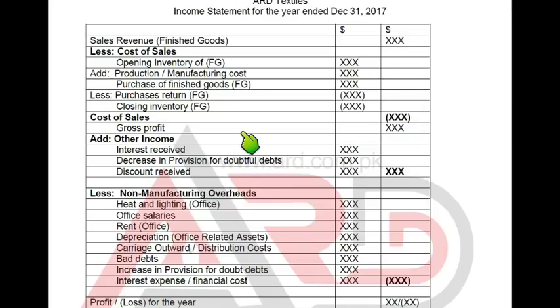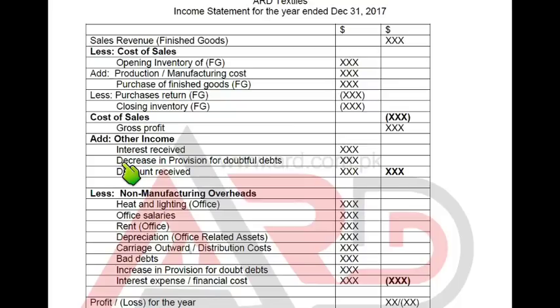As you already are aware, gross profit is not the final profit. There are some adjustments that need to be made. We'll be adding other income. Now, what is other income? Other income is income that is not directly related to the trading activities of the business, income other than ordinary selling activities. Anything that is received in the examination comes in other income, such as rent received, commission received, discount received, interest received, anything that is received.